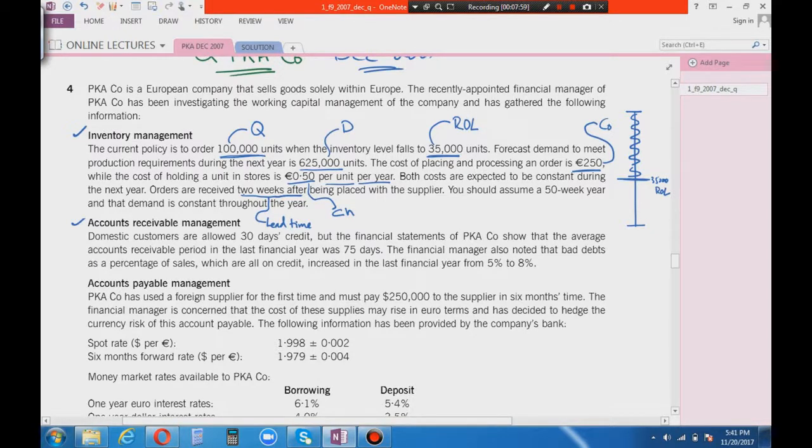You should assume a 50-week year and the demand is constant throughout the year. Well, this is the assumption of economic order quantity. So basically it's giving you the hint that you'll be using economic order quantity somewhere in the question, right? Alright, so what was the requirement?